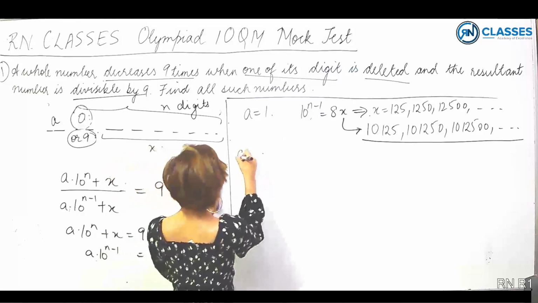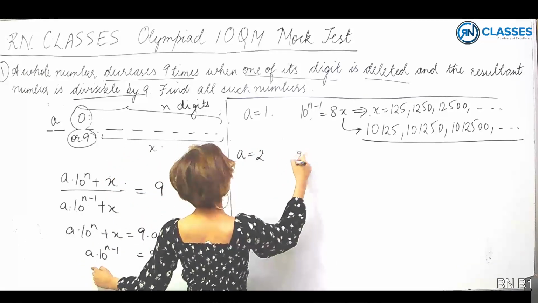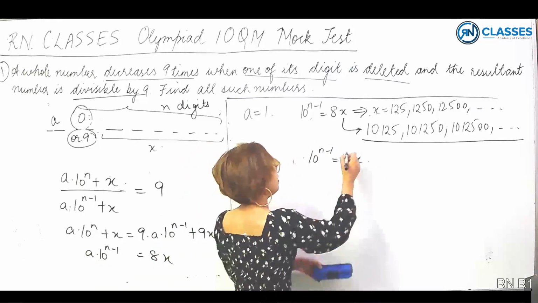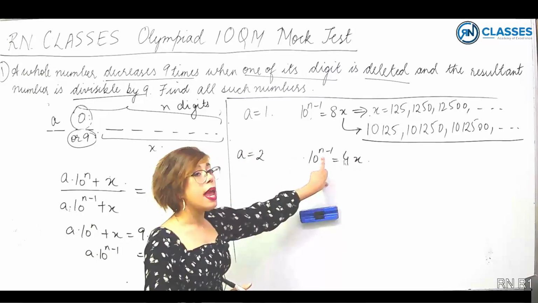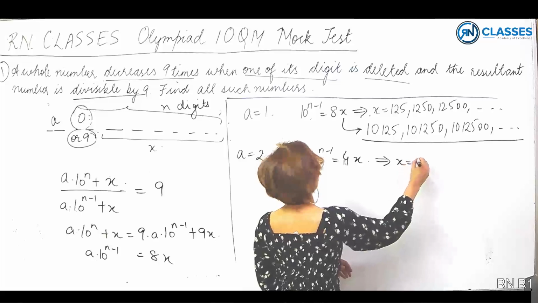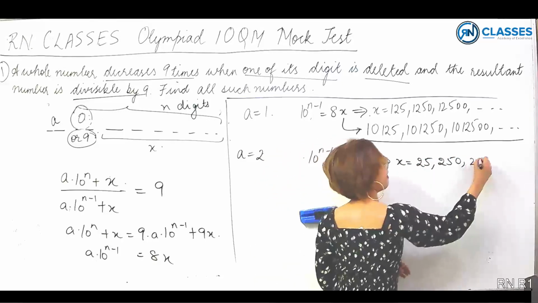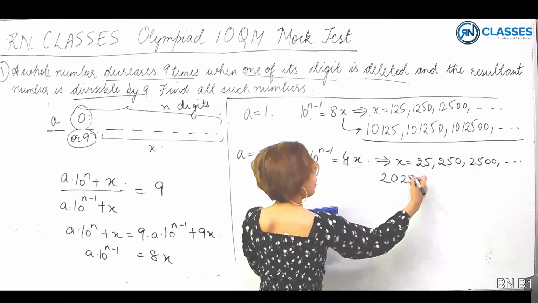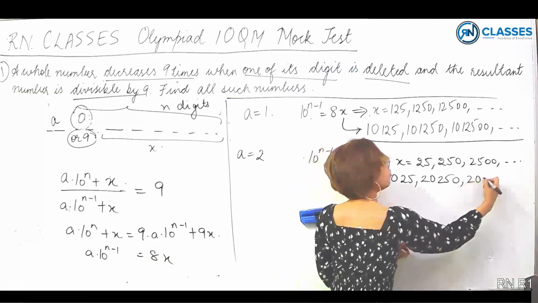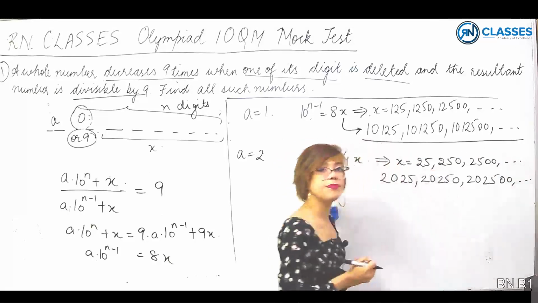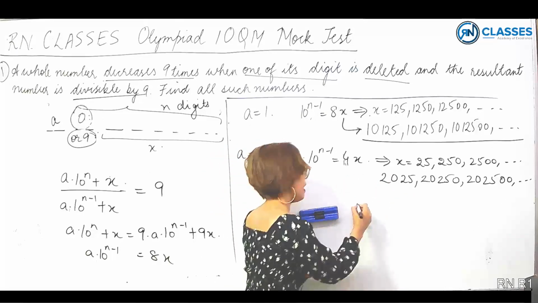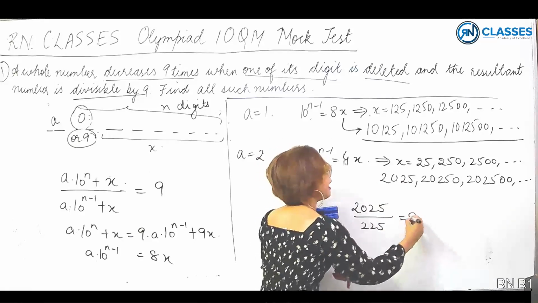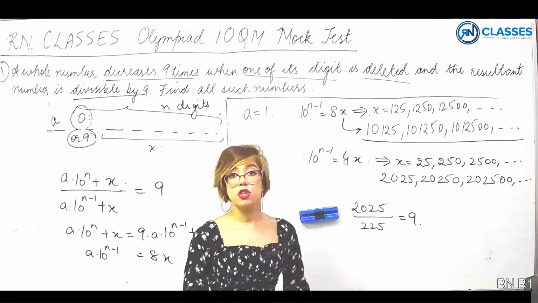Now let me put a is equal to 2. So this is 2 into 10 raised to n minus 1 is equal to 8x. The 2 factor cancels, so I am left with 4x. From here, giving the appropriate values to n, you will find that x will be equal to 25, then 250, then 2500, and so on. And my number would be 2025, 20250, 202500, and so on. You will check the condition. You will divide 2025 by the number with the second digit removed, 225. This actually turns out to be 9. So yes, you found another category of such numbers.